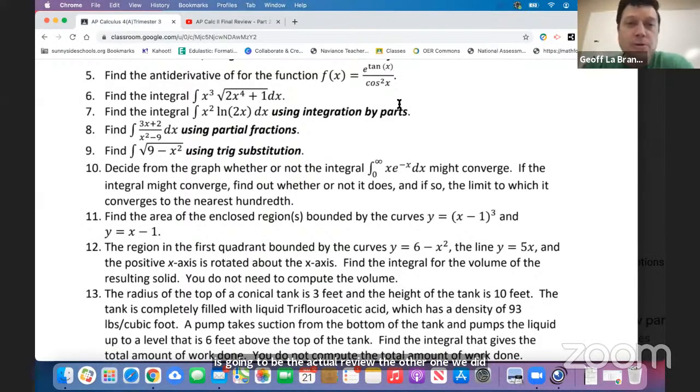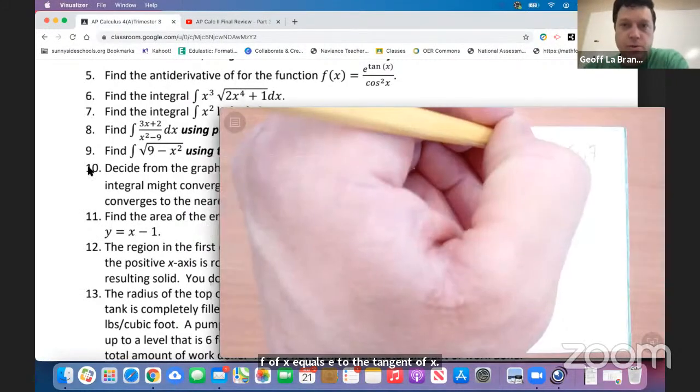Question 5. Find the antiderivative for the function f of x equals e to the tangent of x. I'm going to write that down, and also share with you what I'm writing down.